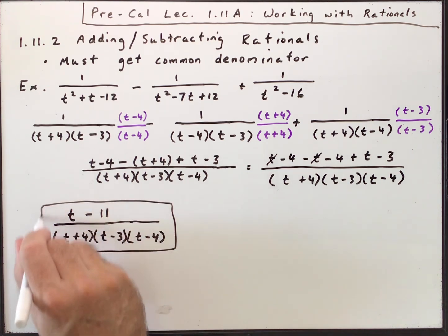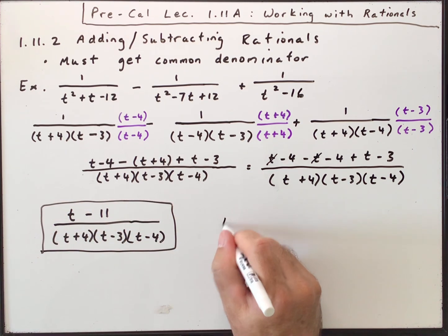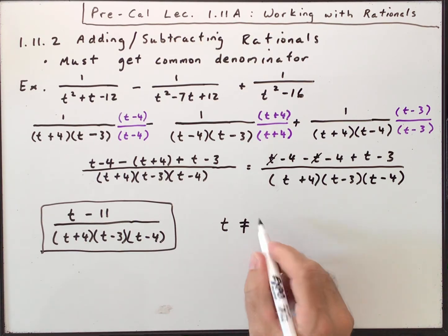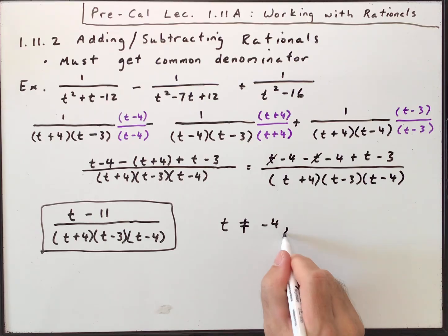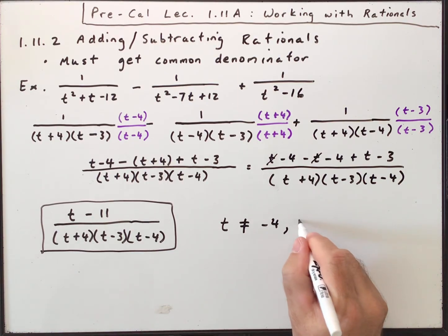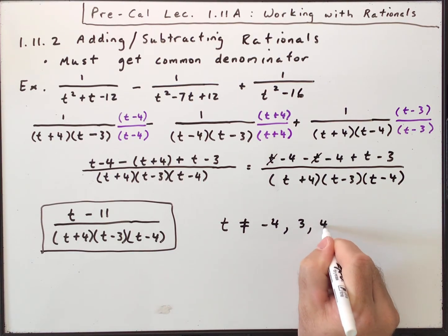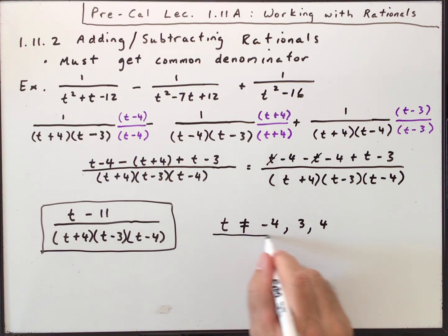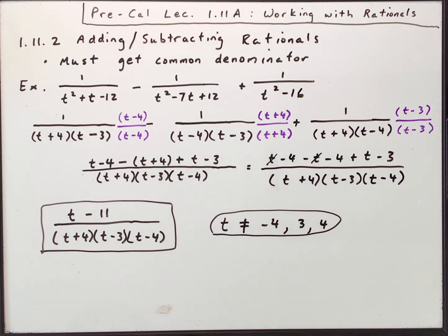Now we have to put our proviso, our domain restriction. What can t not be? Well, it can't be negative 4, right? That would make that parenthesis 0. It can't be 3, and it can't be 4. All right, that's part of the answer, so don't forget it.